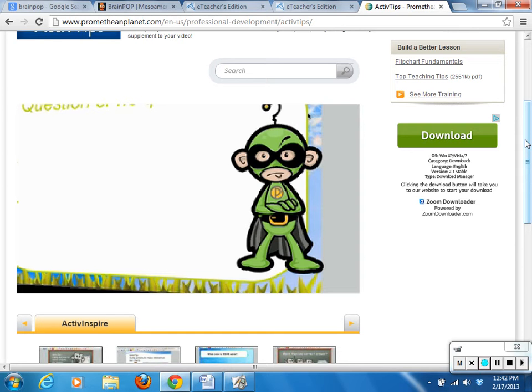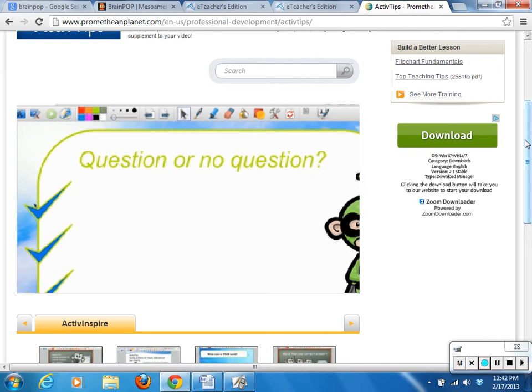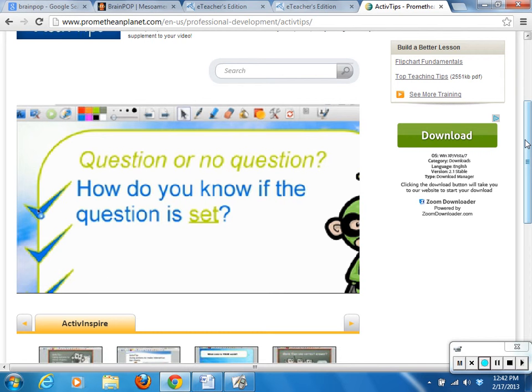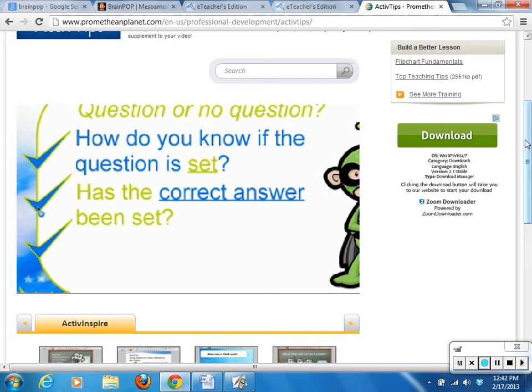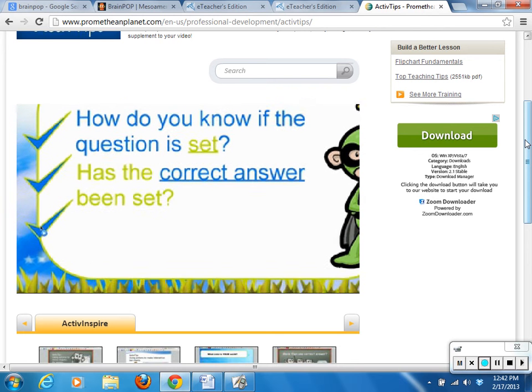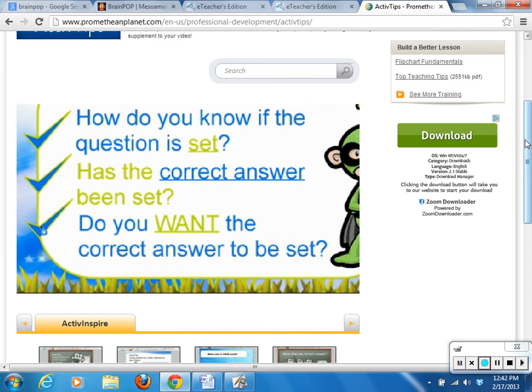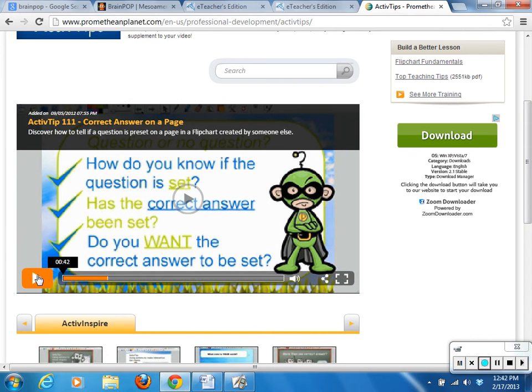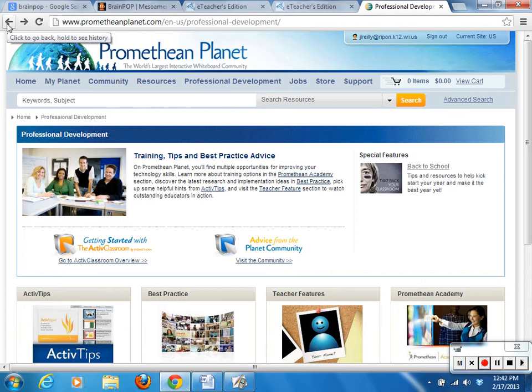But sometimes when you open a flip chart, you might know that there is a question on the page. But how do you know if the question is already set? How do you know if the correct answer has been selected? And do you want the correct answer to be selected? So that's just a little example of what you can find by watching the active tip. I found them very helpful.